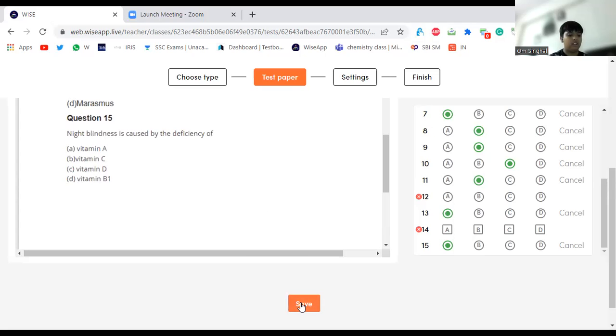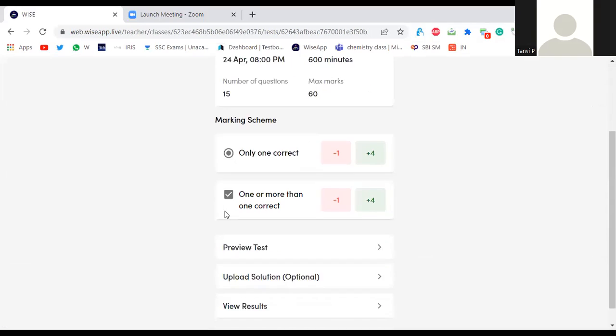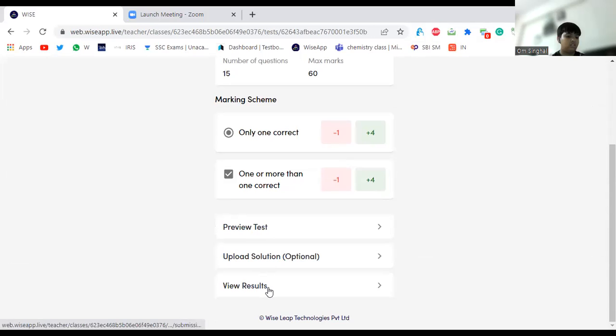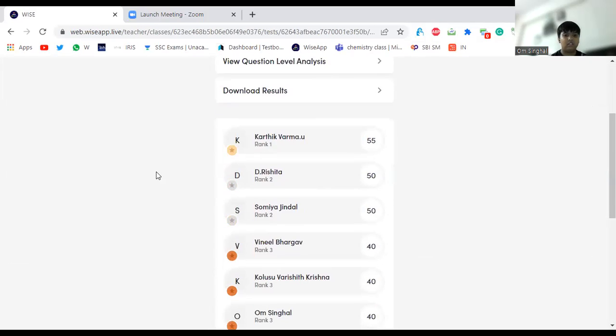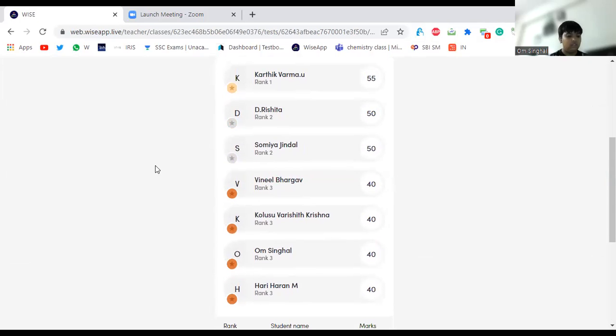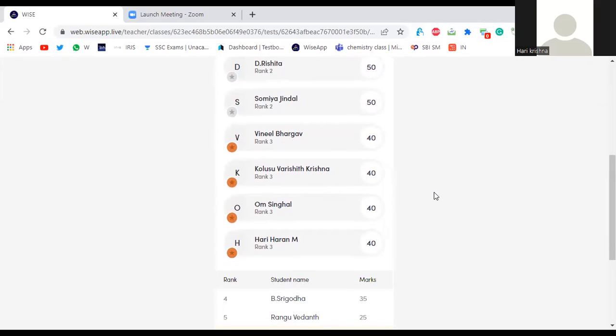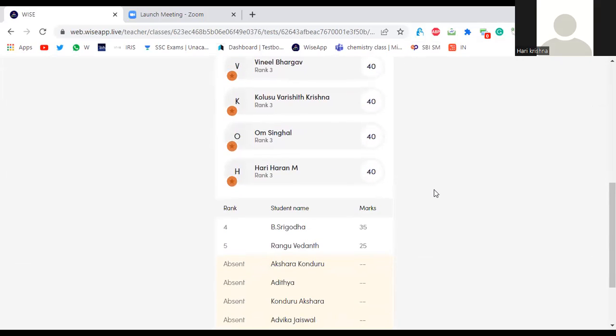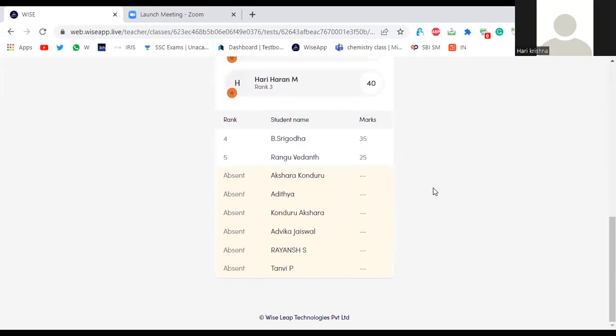No, sir. Now I got 50, sir. Just wait a minute, I will see the results. I got 40 now, sir. I came in 30. Yeah, Soumya, we got second. Karthik, congratulations, 55. Rishita 50. Vinil 40. Varshit 40. Singham 40. Hariharan 40. Good. The remaining didn't attend: Akshara, Advaika, Jaiswal, what happened?